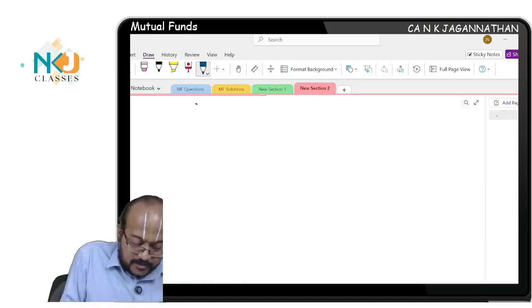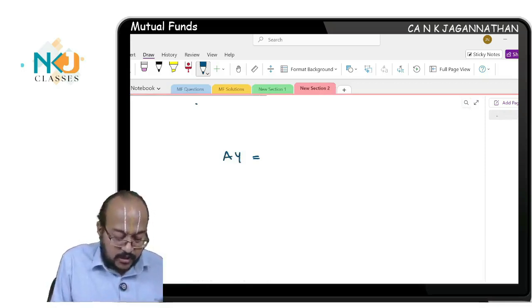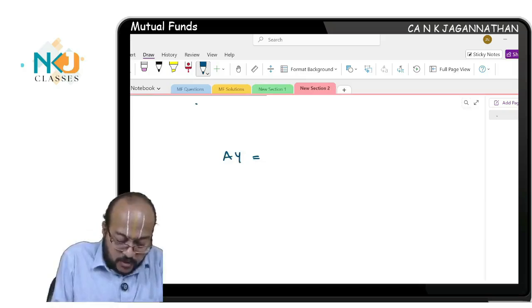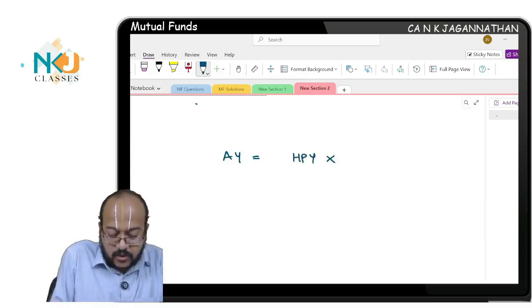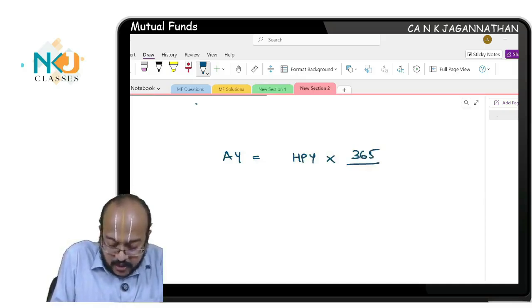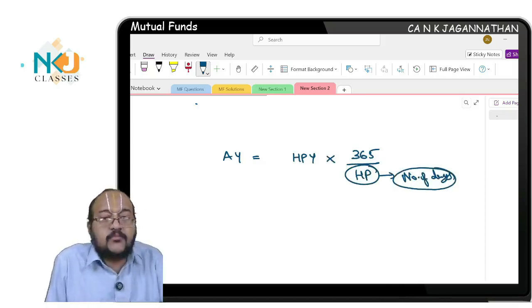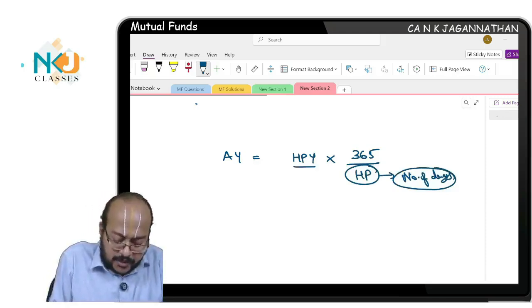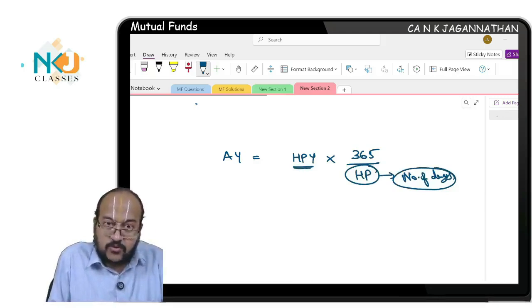I'll tell you. See here, annualized yield is nothing but the holding period yield into 365 by the holding period. HP is the holding period, the number of days of investment. Assume the number of days you hold your investment is the holding period. The holding period yield is there, you annualize it into 365 by holding period. This is how you get it, correct?